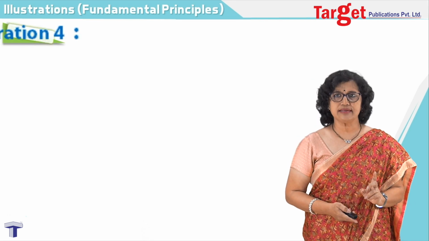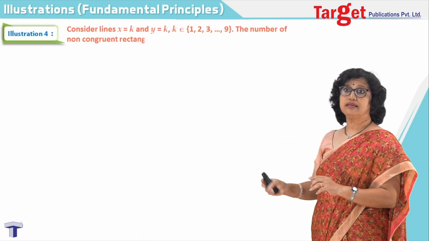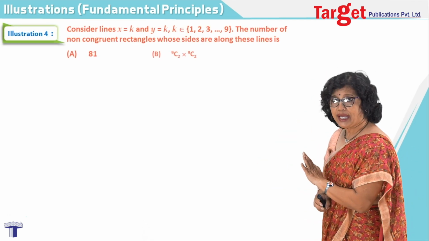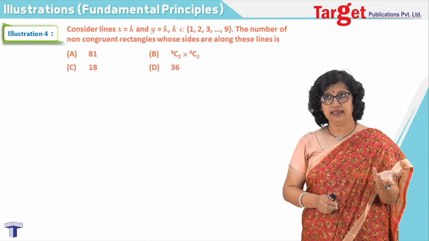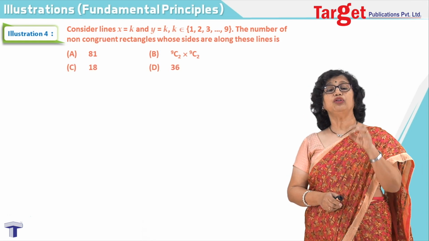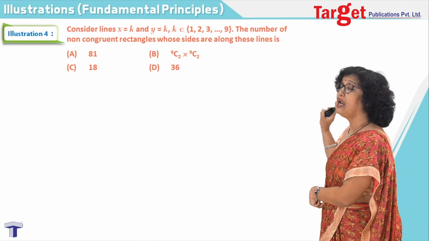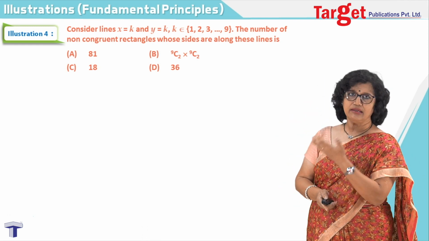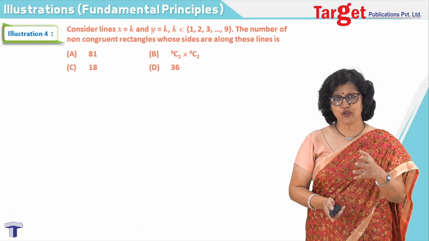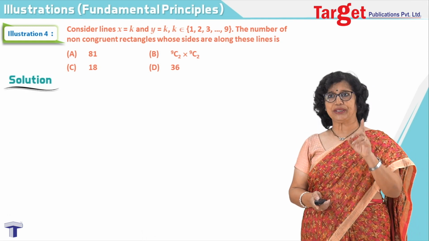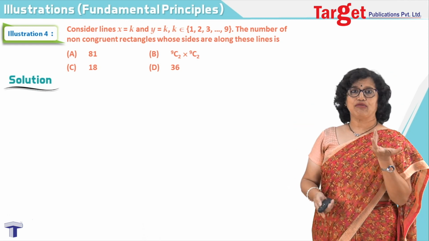And the next one is: consider lines x equal to k and y equal to k, where k varies from 1 to 9. The number of non-congruent rectangles whose sides are along these lines is, and then 4 options are given as usual. And we have to pick up the correct one. From where do we have to start?